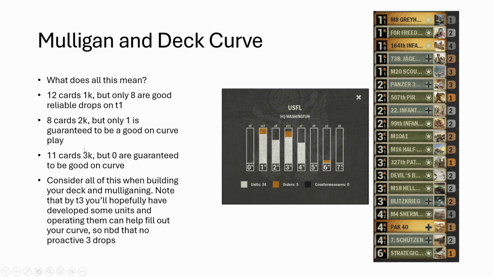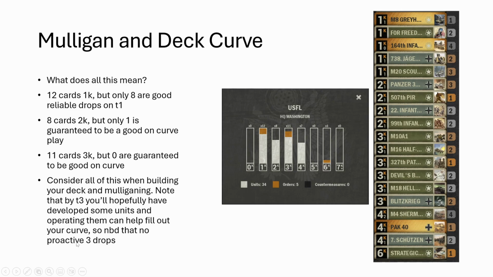You have 8 2-drops, but only one of them is guaranteed to be good on curve, and that's your PIR. And you have 11 3-drops, but 0 are guaranteed to be on curve. You could put Iron Man or Skytrain. I don't like Skytrain anymore, but you could certainly try out Iron Man. Just a quick side note, but it's kind of crazy when you think about it. 0 are guaranteed to be good on curve. Now, technically, you could kind of just flat out play an M10 in certain situations, but it's obviously not ideal.